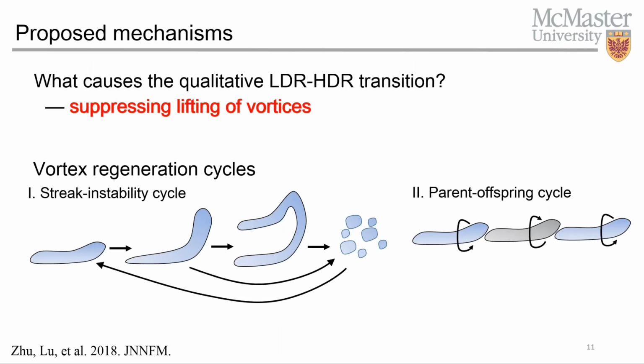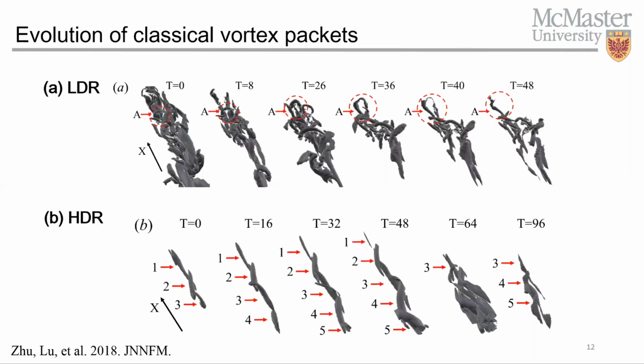Essentially, both mechanisms will exist, but in the HDR stage, the polymer suppresses the lifting up of vortices, which blocks the generation of new vortices through the first cycle, and thus changes the flow statistics. Our hypothesis is supported by the evolution of the vortex packet in the LDR and HDR stage.